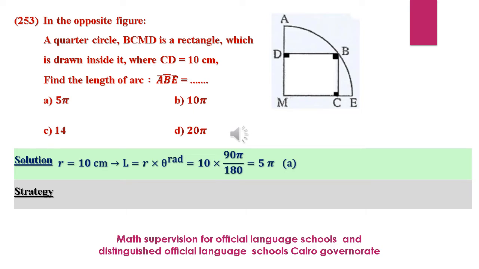Also, the measure of angle AME is a right angle, so it will be pi over 2. According to theta in radians equals L over R, L equals theta in radians times R. Theta in radians here equals pi over 2 times R, which is 10, so it will be 5 pi, the length of arc AE.